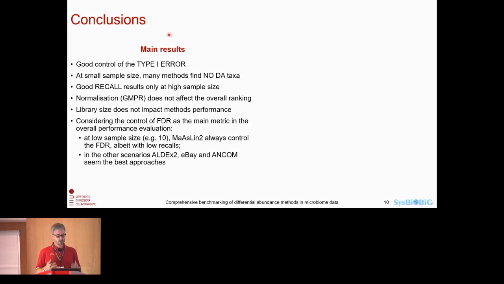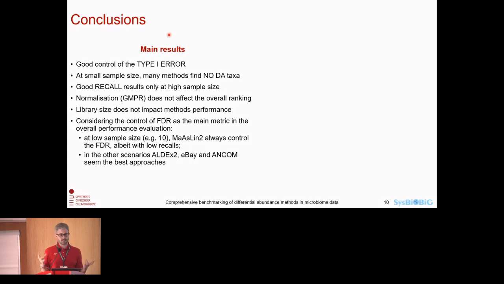Regarding the effect of normalization, the normalization that we used, GMPR, compared to the suggested one, has an effect only on the relative ranking of the methods, meaning that with some normalizations method performance increases, but the relative ranking between the methods remains the same. The library size in our tests doesn't impact the performance too much.